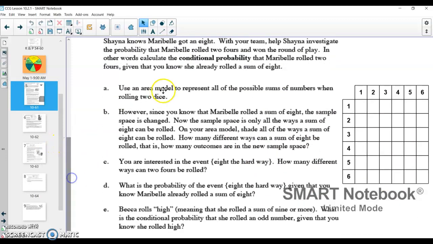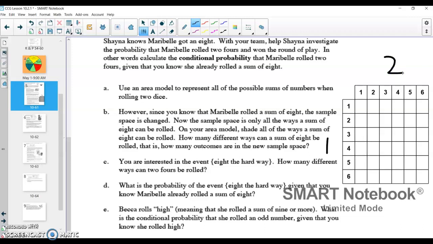So when we start with A here, it says we want to use an area model, this thing over here, to represent all the possible sums of the numbers when 2 dice are rolled. So this on the left side is going to be dice number 1 being rolled, and up here is dice number 2 being rolled. And I'm just going to fill out this area model.